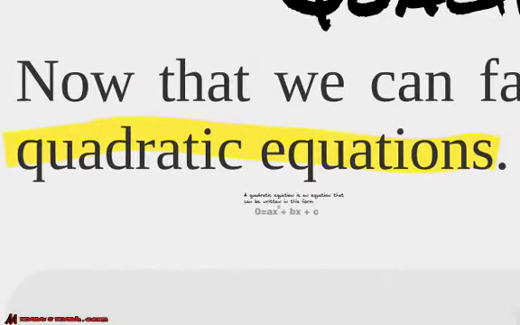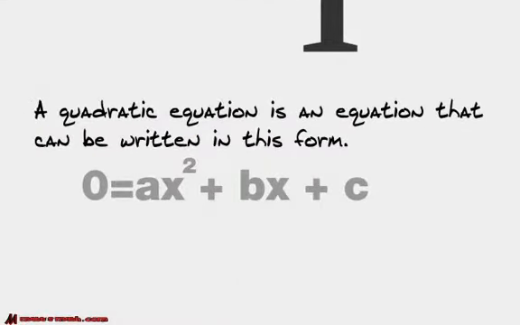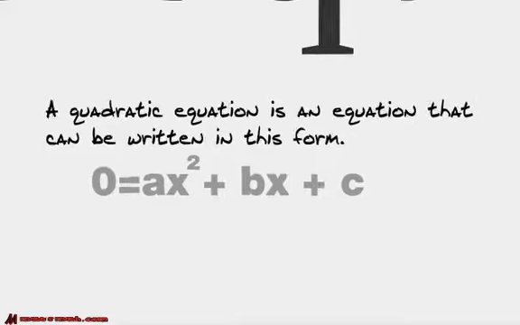Let's talk a little bit more about quadratic equations and how we can find them. First of all, let's define what a quadratic equation is. It's an equation that can be written in this form: 0 equals a times x squared plus b times x plus c. Simple as that. A is the number in front of x squared, b is the number in front of x, and c is that loner guy over there on the end.